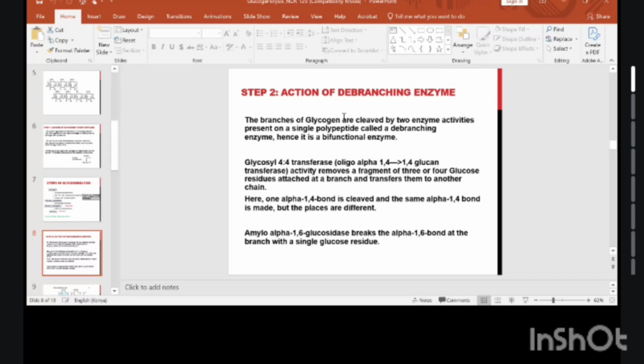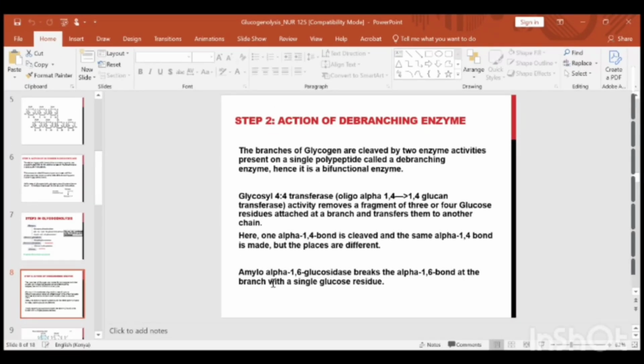That's the first step. Then the second step: the amylo-alpha-1,6-glucosidase functionality of the debranching enzyme breaks down the 1,6-glycosidic bond. In that case, that will be referred to as the alpha-1,6-glucosidase. So it breaks down the 1,6 bond at the branch so that you have a single residue like that.